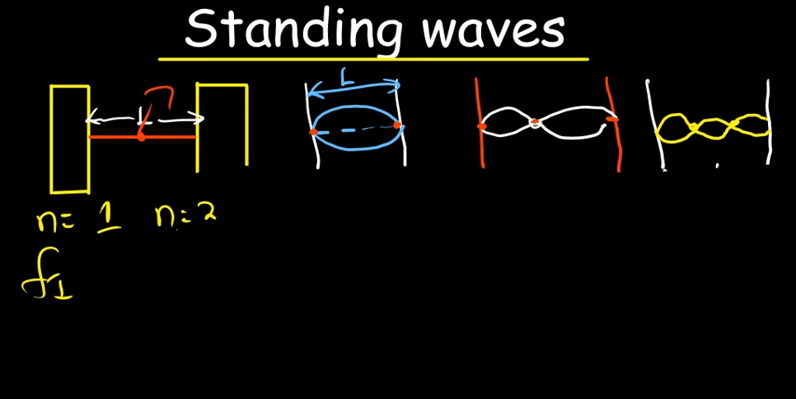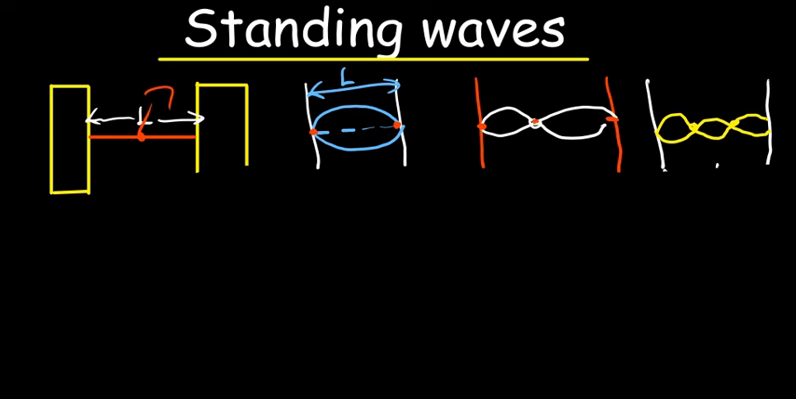So n can be anything. n can be 1, can be 2, can be 3, can be 4, and so on and so forth. Now, one thing we need to understand here, if we talk about the wavelength, since we know that length, the SI unit is in meters, also the lambda, the SI unit is also in meters. Now, let's rewrite the length in terms of the wavelength.